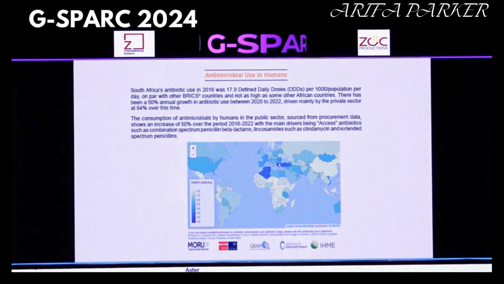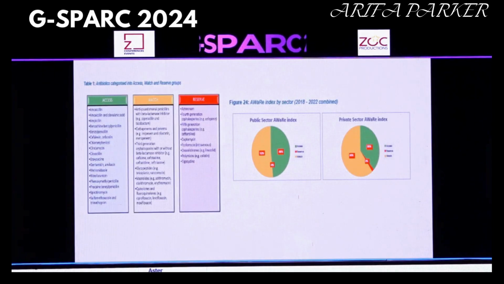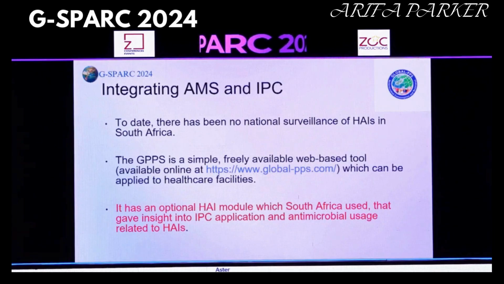It was also much less than other African countries, namely Algeria, which was 36.8, Tunisia 38, Egypt 24, and Tanzania, which was 25. We also reported on consumption according to Access, Watch and Reserve groups, and of concern is access utilization is at around 40+%, which is under what we want. We want it much closer to 60%. Watch utilization is far higher than what we want it to be, especially in our private sector.